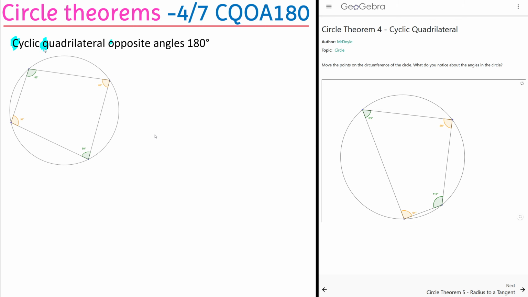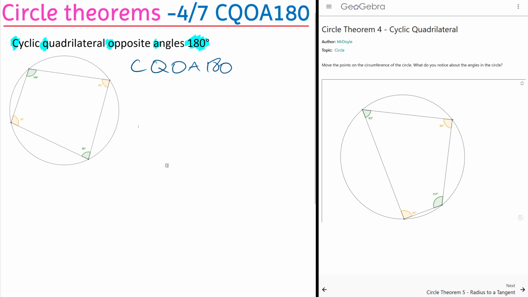Now, CQOA 180 is going to get shortened down: cyclic quadrilateral opposite angles 180. And for my revision, for my practice, that's what I'm going to be writing down. It's going to mean I get a little practice because it's super quick.